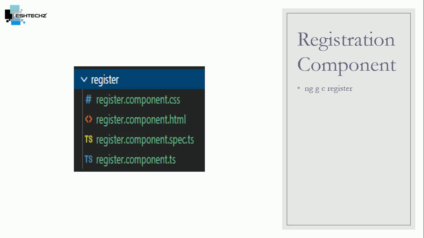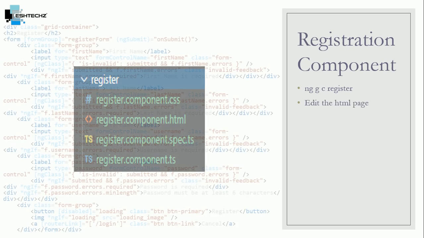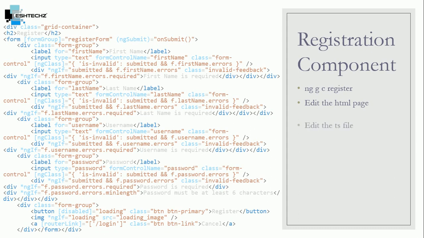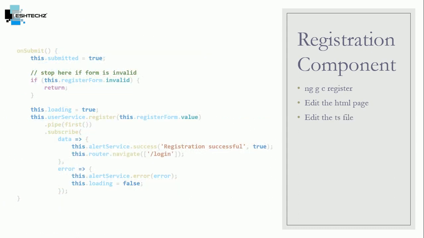In order to create the component, we will be using our usual command, that is ng g c register. And this command will generate these four files for us. So we'll be editing three out of these four files, starting with HTML. And this is the code. Next, the TS file. And at last, our CSS.